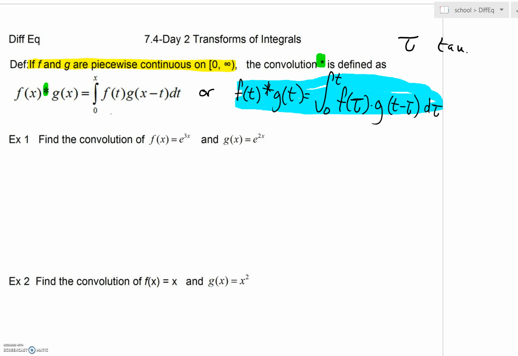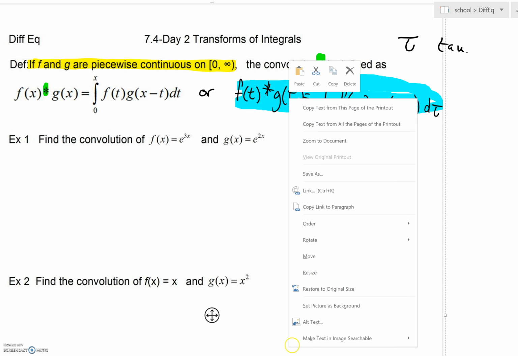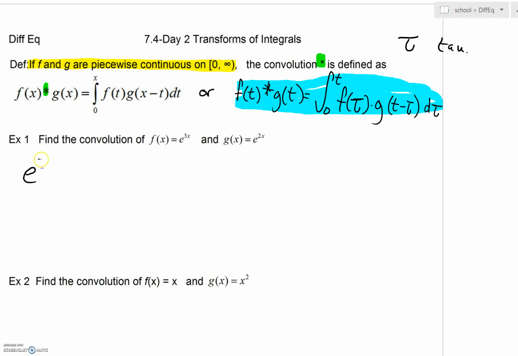So let's take a look at an example, example 1, and it will say find the convolution of e to the 3x and e to the 2x. So I'll have e to the 3x convoluted by e to the 2x. And you might wonder, are these really piecewise functions? You could define them to be piecewise. You could just have one assignment if you'd like, and they're certainly both continuous.